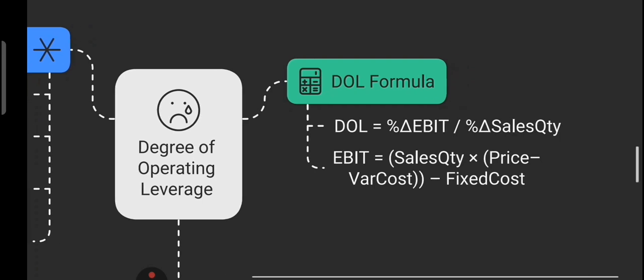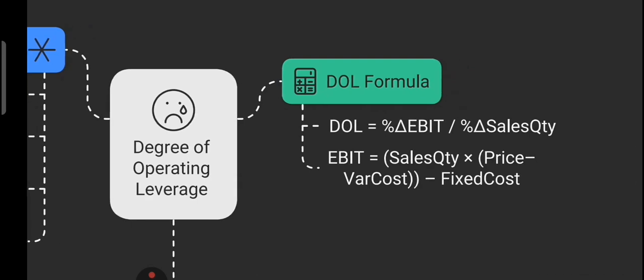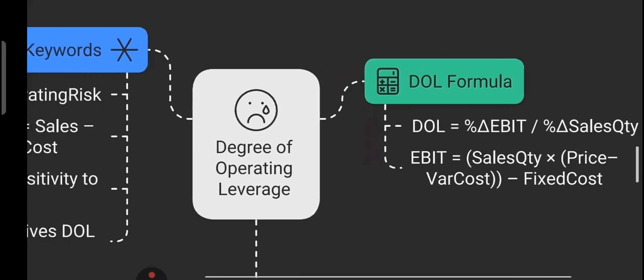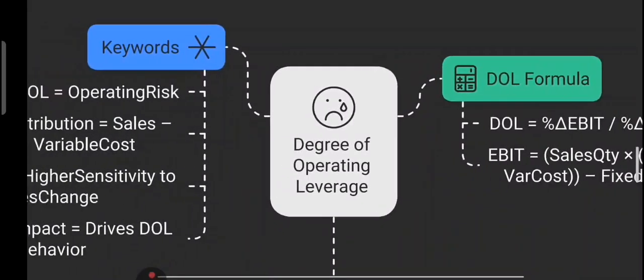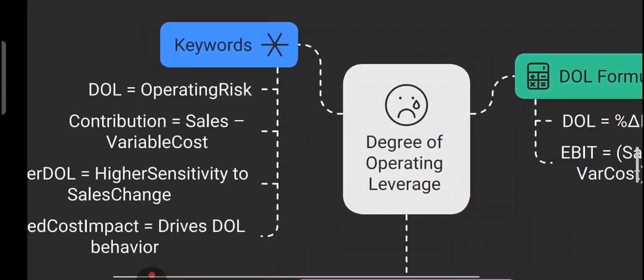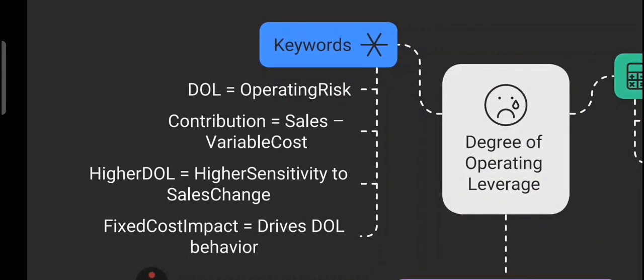In simple terms, if your sales move 1%, how much will your profit move? That is what DOL tells us, right? So again I am repeating, the formula is percentage change in EBIT upon percentage change in sales quantity. Means if your sales move 1%, how much will your profit move? That is what is indicated by the degree of operating leverage. Now friends, higher DOL means higher risk, higher reward. It signals higher fixed cost. It signals greater earning volatility.